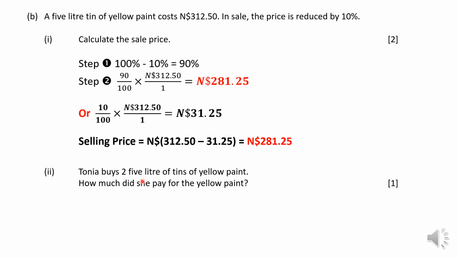Then she buys 2 tins. So remember, one is going to cost her 281 Namibian dollars and 25 cents. So 2 of them gives you a total of $562.50.